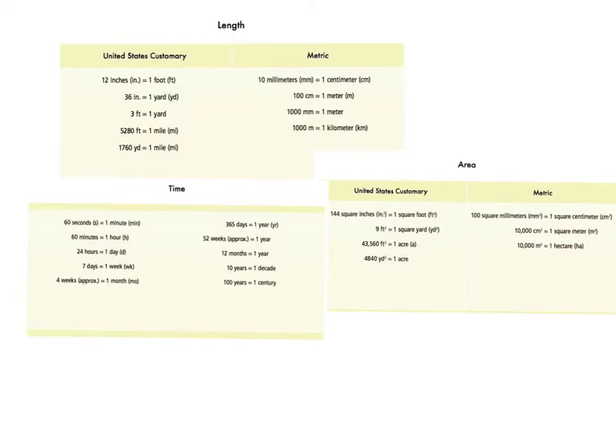Okay, when we talk about conversions, we're going to use a chart that either I'll give you or you can use in your book. And it's going to look something like this. Conversions are basically just taking one unit of measurement and converting it to a different unit. So we're going to take yards, convert it to inches, feet, convert it to miles, and so on and so forth.